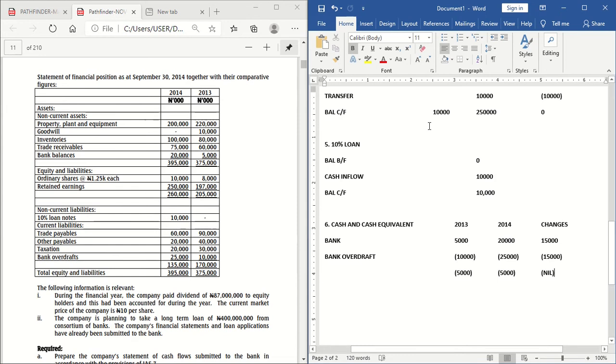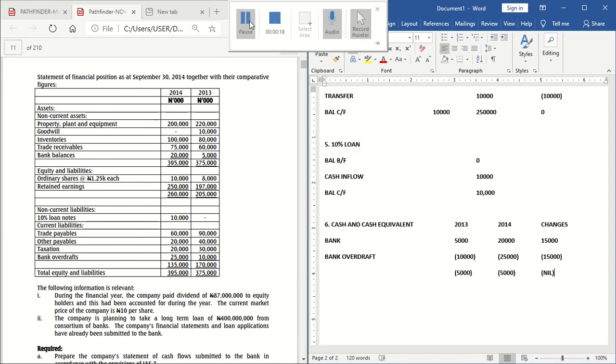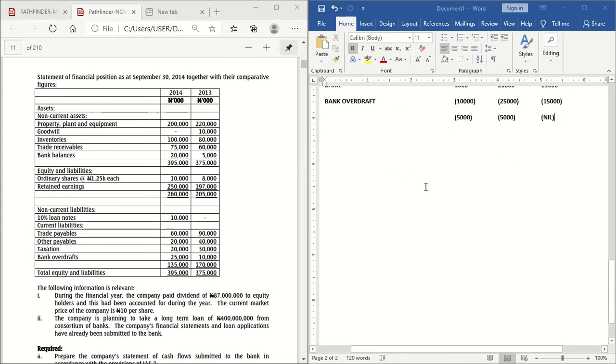And in this case, I will still be solving the same question using the direct method. Don't forget, I told you that what differentiates the direct method of presentation and the indirect method of presentation is only the way we present our operating activity. No matter what you are doing, either direct method or indirect method, your investing activity and your financing activity will remain the same. So let us look at how this will be, assuming I am using my direct method.